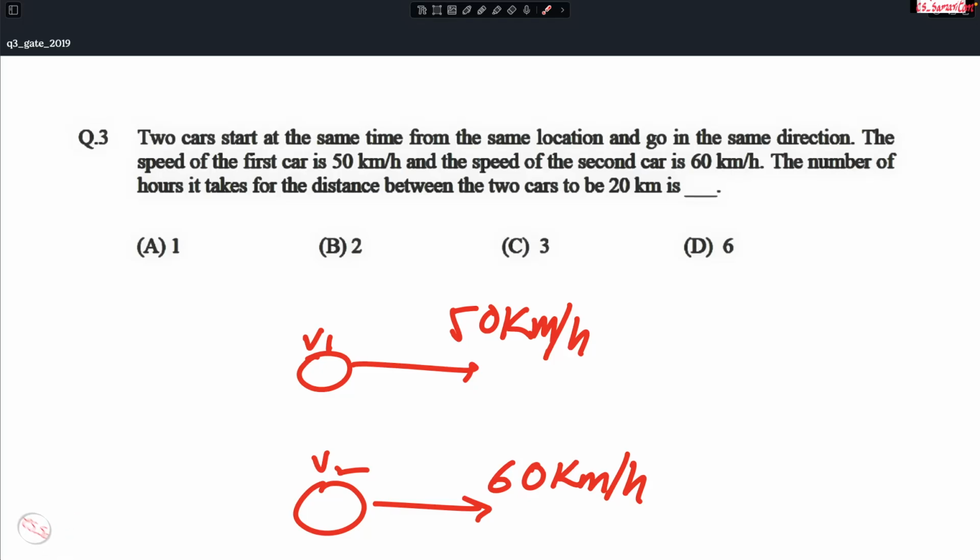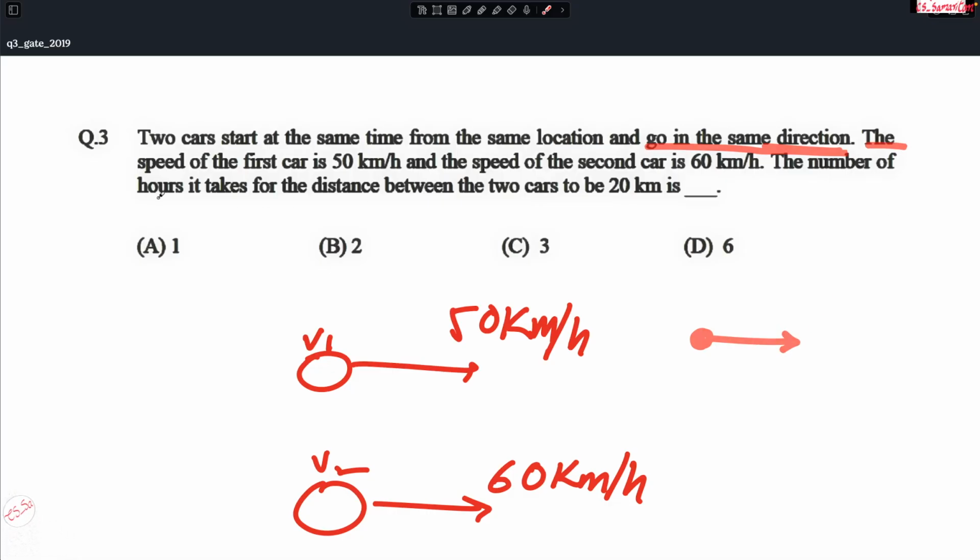Hello students, today we're going to solve question 3 from GATE CSE 2029. The question states that two cars start at the same time, from the same location, and go in the same direction. So the point from which they start, the time at which they start, and the direction in which they start are the same.